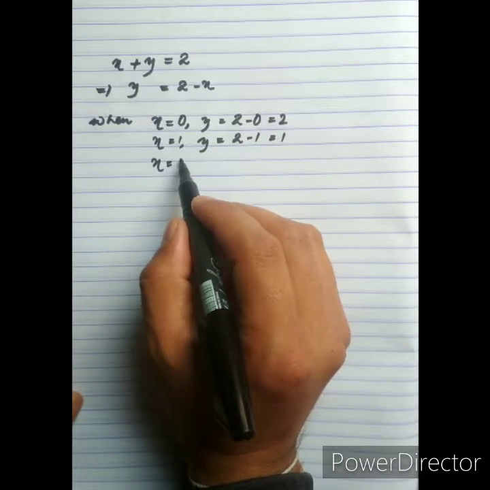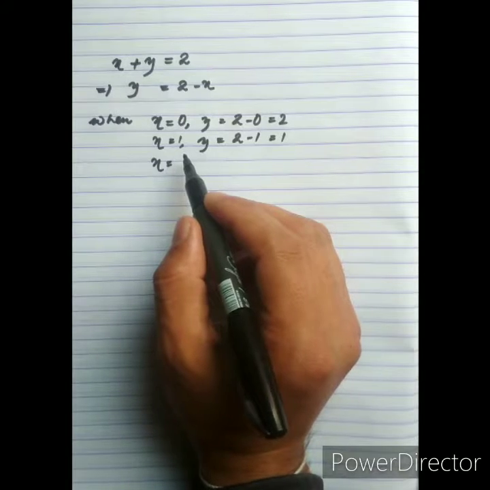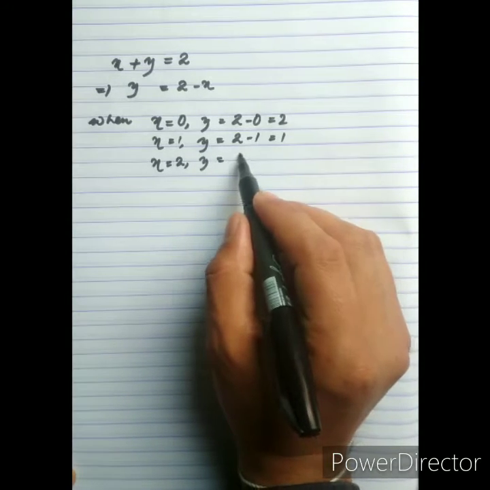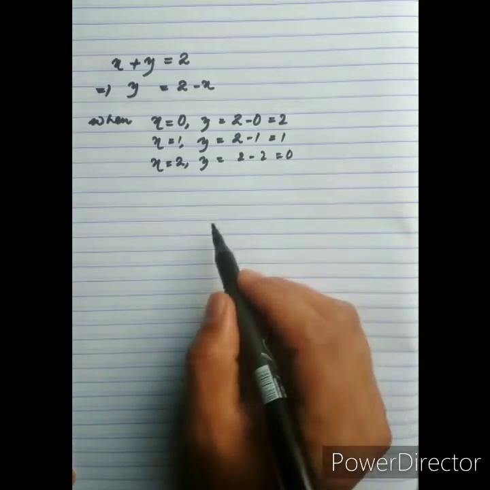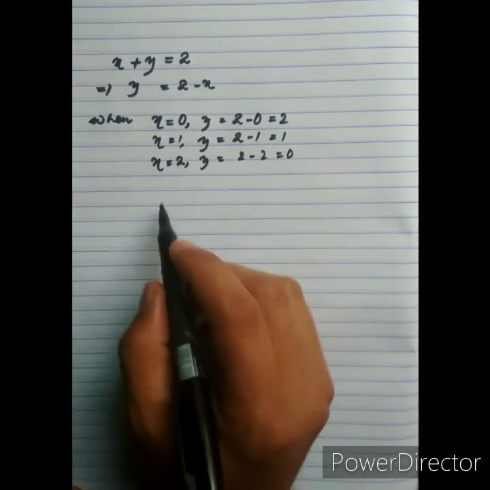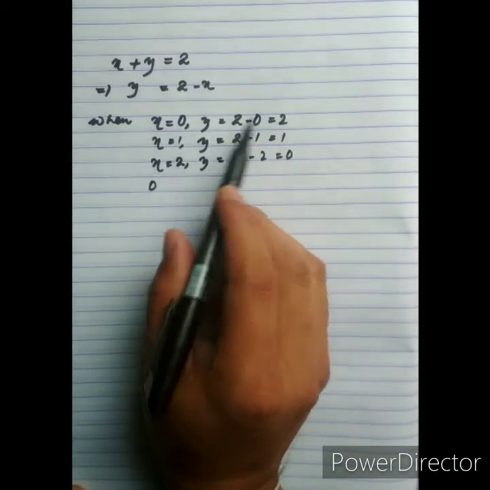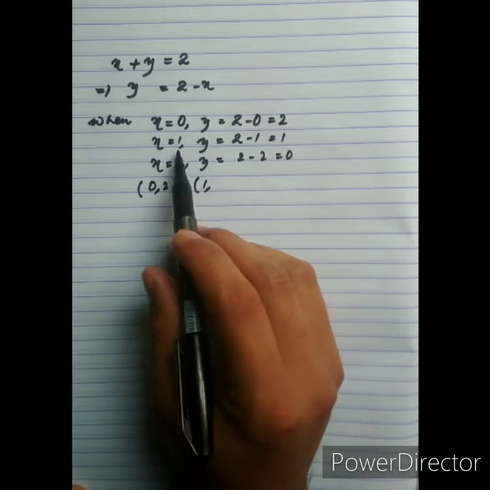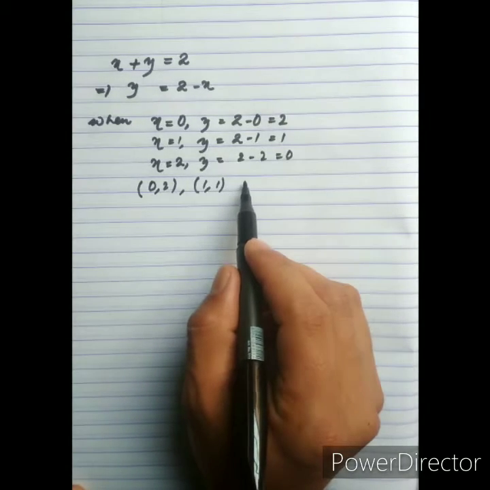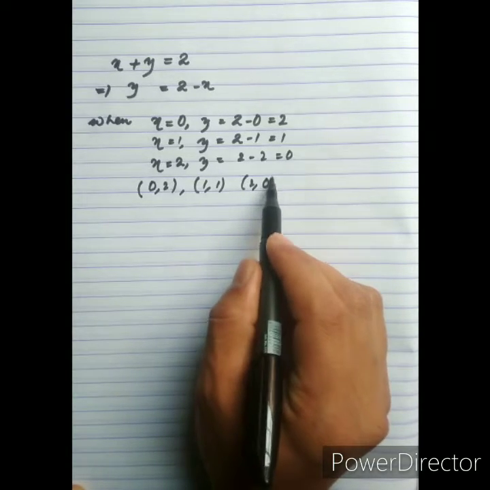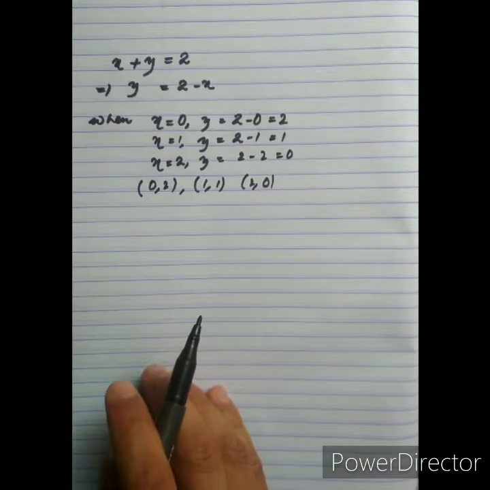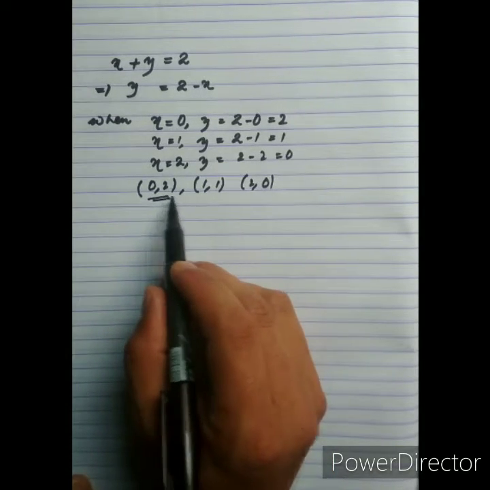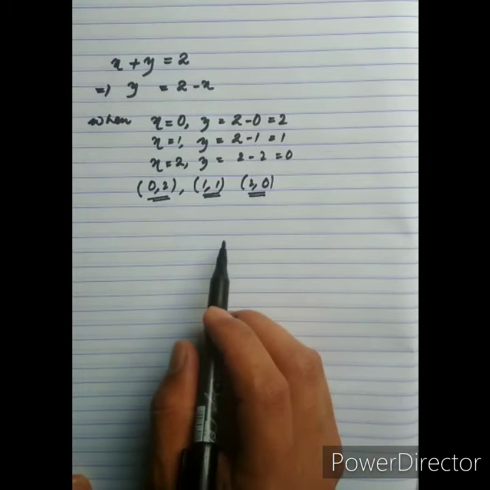When x is, you can take different values, you can take negative values, positive integers, you can take a lot. So I'll just take here 2, y will be 2 minus 2, then here 0. So our solutions are x 0, y 2, that means 0 by 2, then 1 by 1, then 2 by 0. You can find numerous solutions, but I have just found out 3 here, and these represent a point on the Cartesian plane.